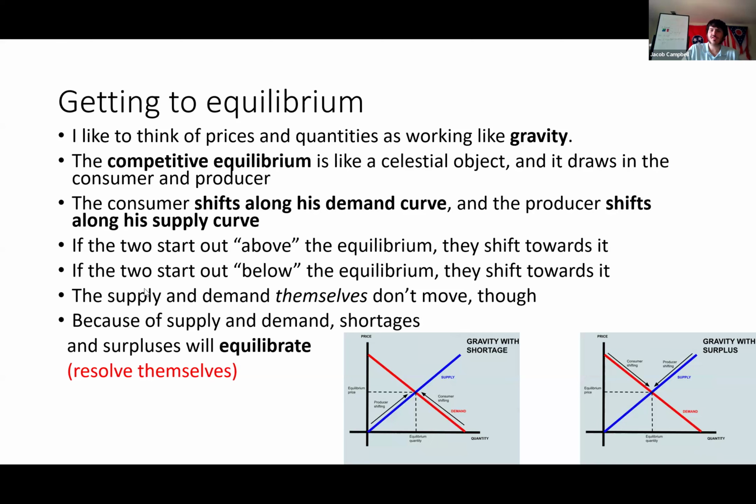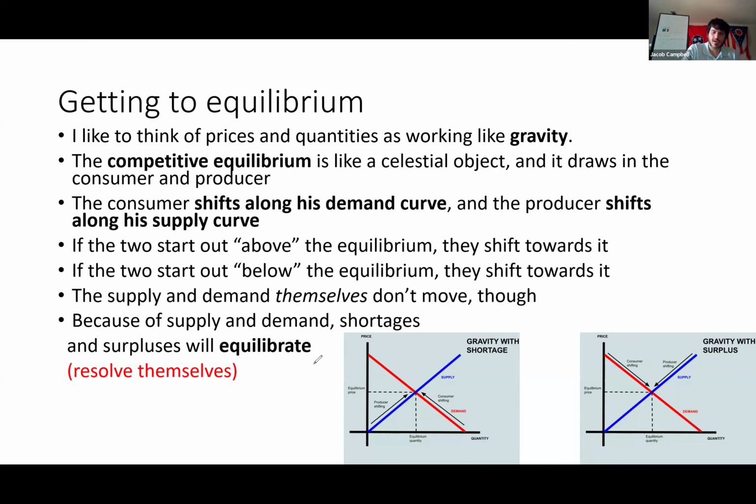Now, I like to think of prices and quantities as working like gravity. You can think of the competitive equilibrium as being like a celestial object, and it draws in the consumer and producer. The consumer will shift along their demand curve, and the producer shifts along his supply curve. These are like rails. Imagine a person riding these curves like they're rails. And if the two start out above the equilibrium, then they're going to shift towards the equilibrium. And if the two start out below the equilibrium, they'll also shift towards the equilibrium.